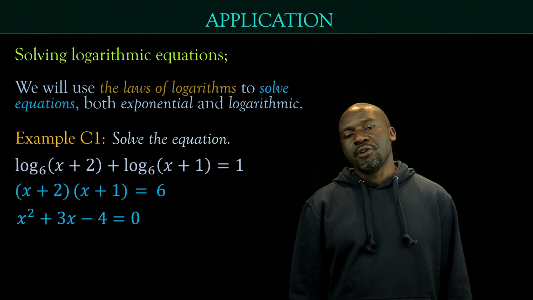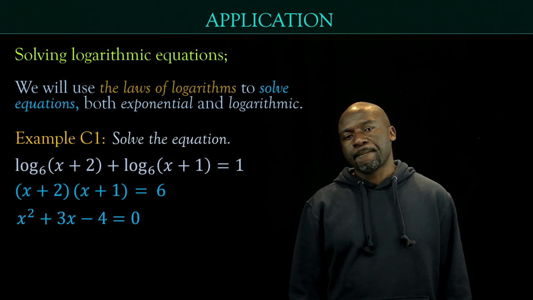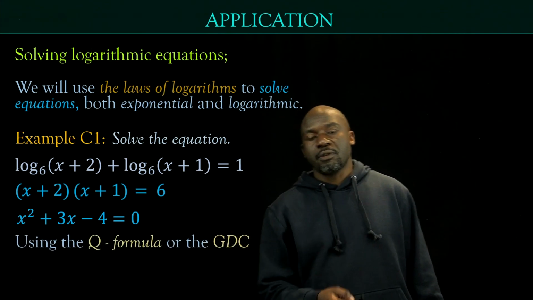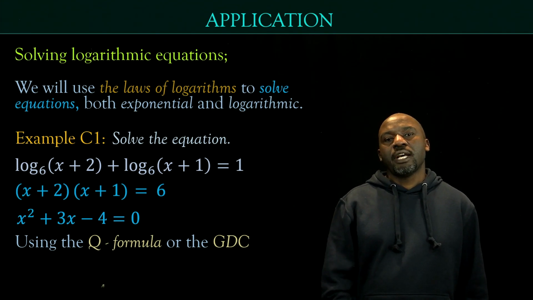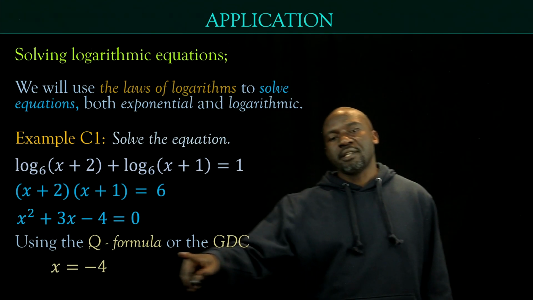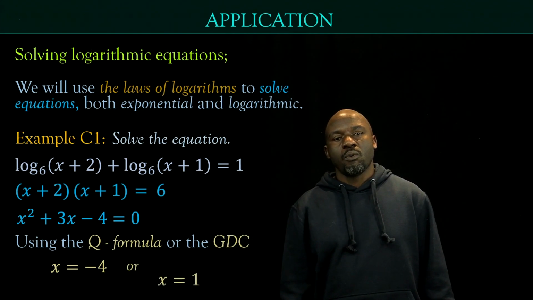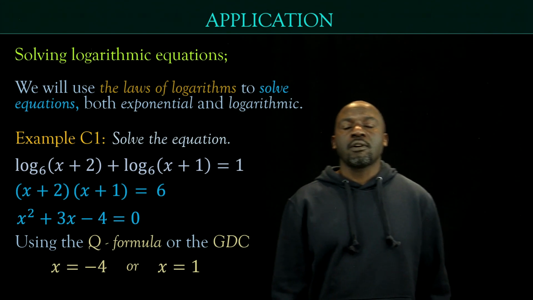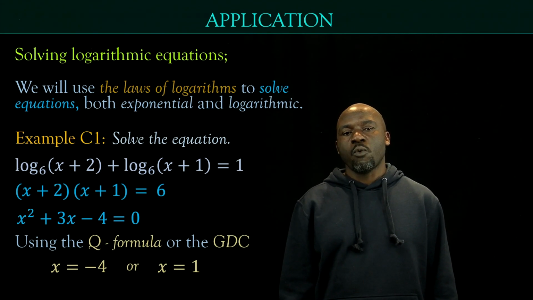and we can solve this either by factorization, or we can use the quadratic formula, or you can also use your GDC, your graphical display calculator, and you should end up with the values of x being -4 and x being equal to 1. Please pause the video and solve the quadratic equation and confirm that the solution is -4 and 1.